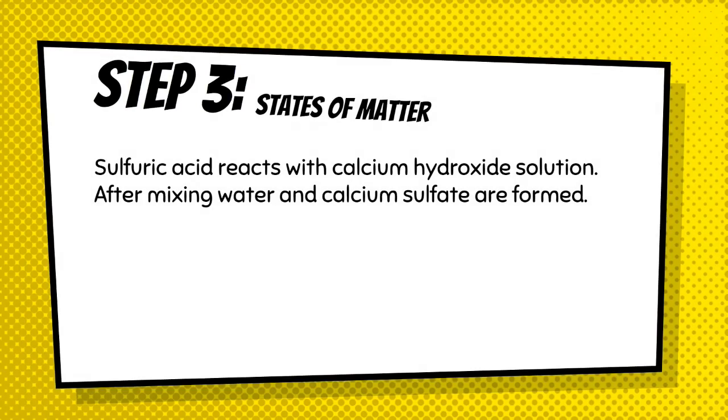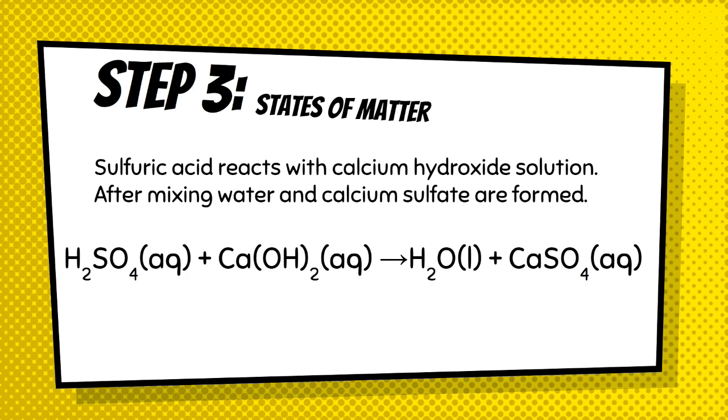Step 3. Now we have to decide on our states of matter. Read through the sentences and look for context clues as to whether these things are solids, liquids, gases, or aqueous. Okay, so first of all, sulfuric acid is going to be aqueous because of the fact that it's an acid. They always are. Calcium hydroxide is an ionic compound, and in this case it's described as a solution, which means it's aqueous as well. Now, water is almost always a liquid, unless of course you've been told that the water is evaporated or is a gas. Finally, this calcium sulfate is also going to be aqueous because of the fact that it's mixed with water.